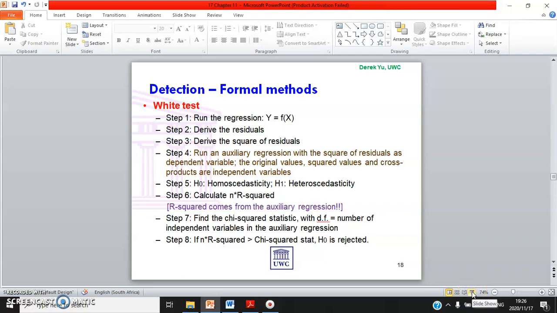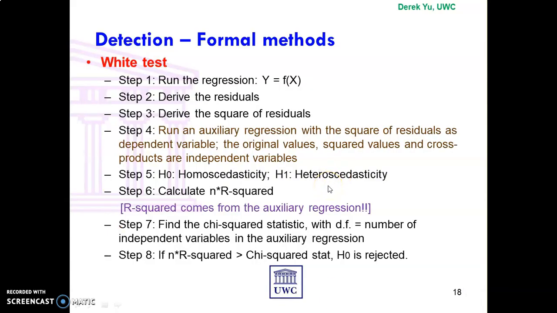Okay, then the White test, it works for bivariate and multivariate regression. And then these are the steps, and it involves the chi-square distribution. So we first run the regression. It could be bivariate or multivariate regression. Then we extract the residuals from this original regression. Then we derive the square of residuals. So the square of residuals again is regarded as the proxy of variance of error terms.